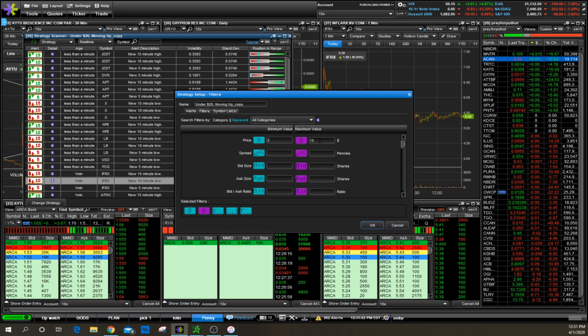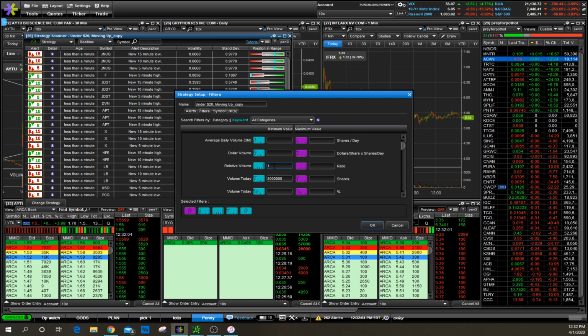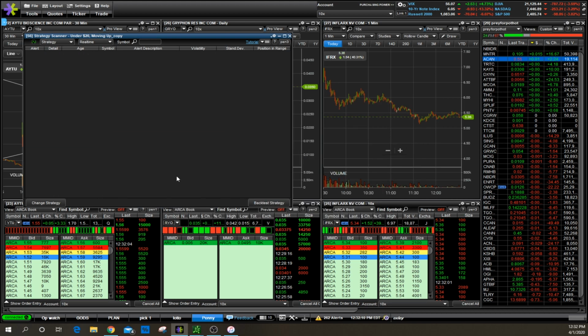Alright, filter. I'm gonna bump this down to $1. Bump this back down to 10. Today's volume, relative volume, I'm gonna do 2. Let's see where that puts us.